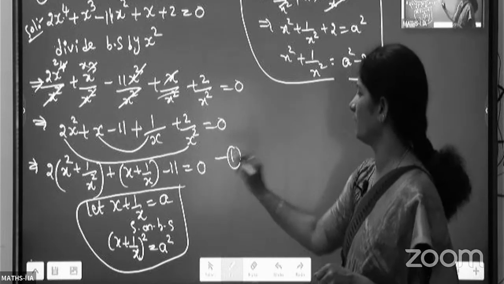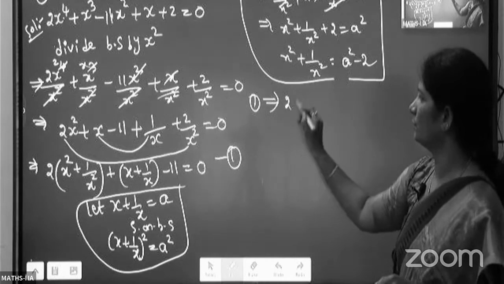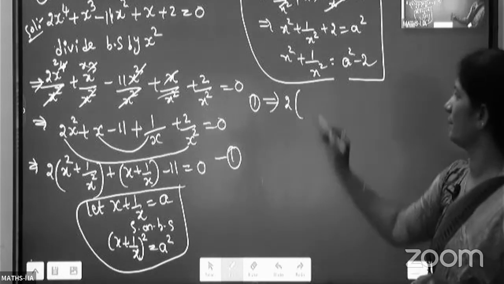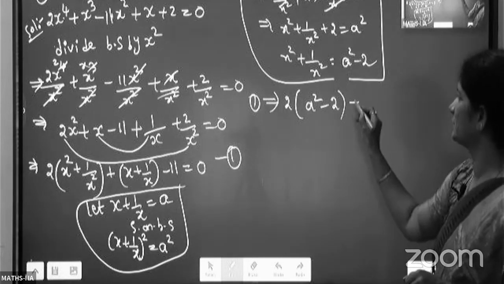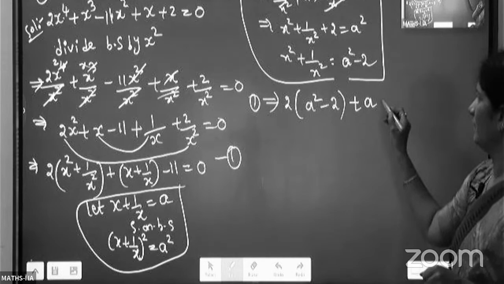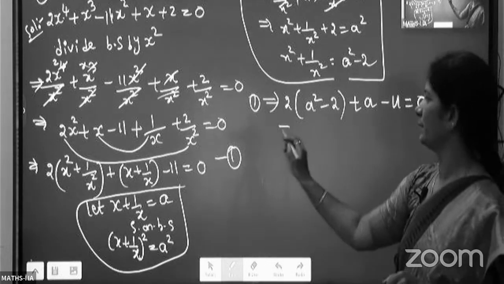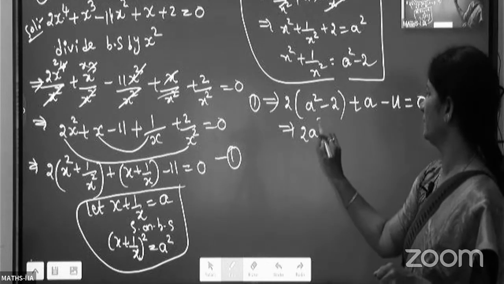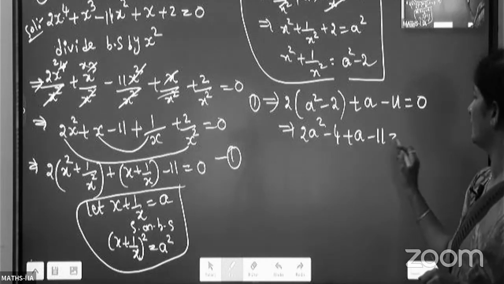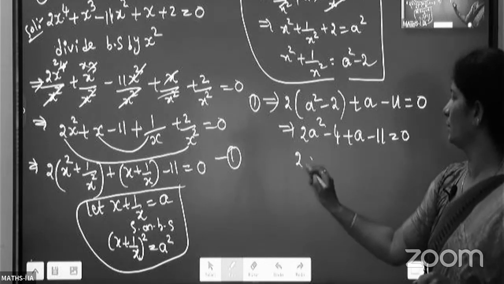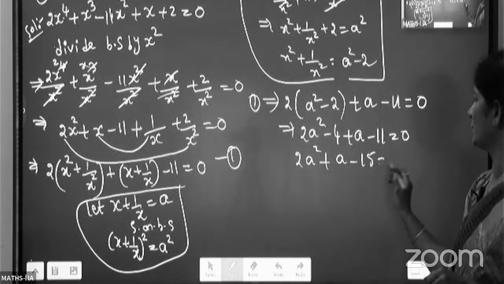Take this equation as 1. Implies, 2 into x square plus 1 by x square means a square minus 2, plus x plus 1 by x means a, minus 11 is equal to 0. Open up the bracket. 2a square minus 4 plus a minus 11 is equal to 0. So 2a square plus a minus 15 is equal to 0.